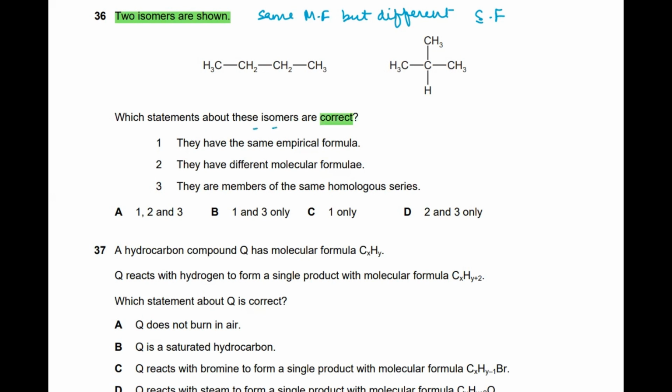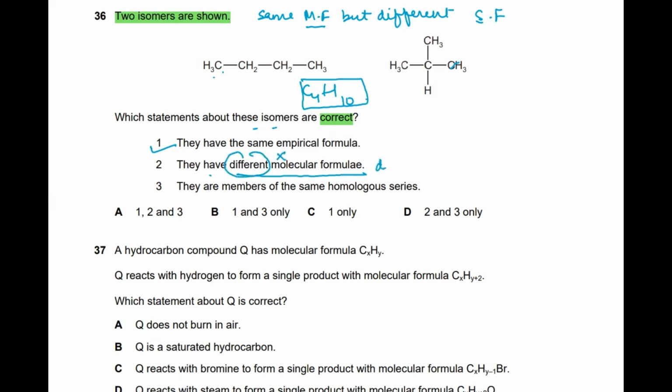So let's check it out. Do they have the same molecular formula? 1, 2, 3, 4, it's C4, and then 3, 5, 6, 7, 8, 9, 10. C4H10. And this one again, 1, 2, 3, 4, and 3, 6, 9, 10. Yes, they both have the same molecular formula. They both are isomers. Now, they have the same empirical formula because they have the same molecular formula. So definitely they will have the same empirical formula as well. So one is correct. They have different molecular formulas? No, their molecular formula is the same, C4H10.